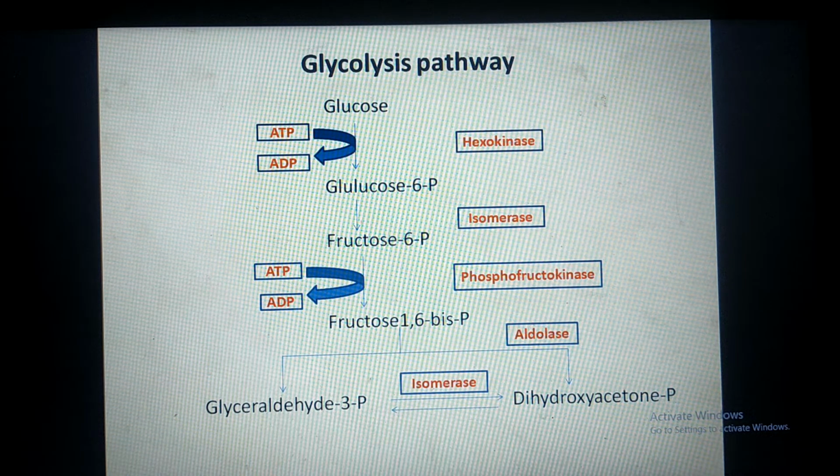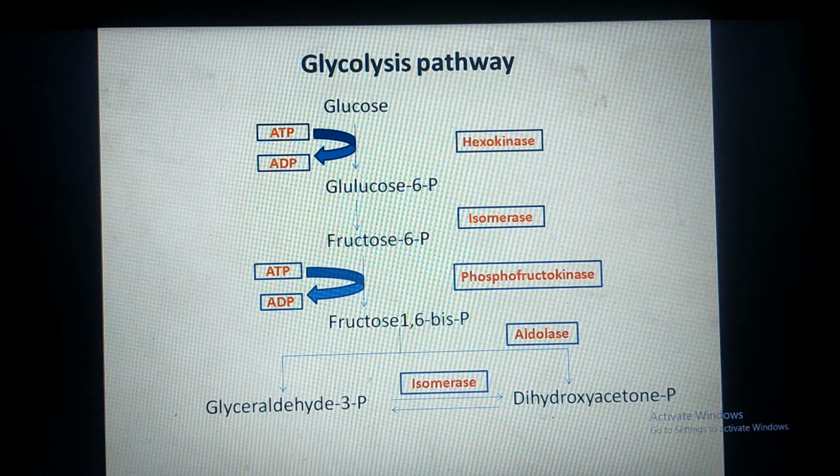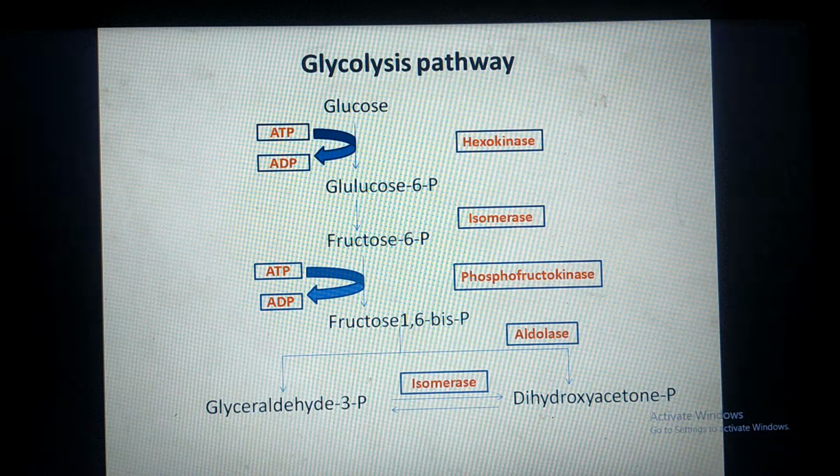Now this fructose 1,6-bisphosphate is then broken down into 3 carbon compounds, glyceraldehyde 3-phosphate and dihydroxyacetone phosphate, with the help of enzyme aldolase. Now the dihydroxyacetone phosphate is later on converted into glyceraldehyde 3-phosphate with the help of enzyme isomerase, because they are isomers of each other. So ultimately here we have got two molecules of glyceraldehyde 3-phosphate from one glucose molecule.